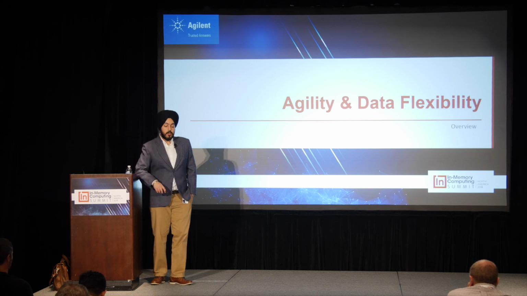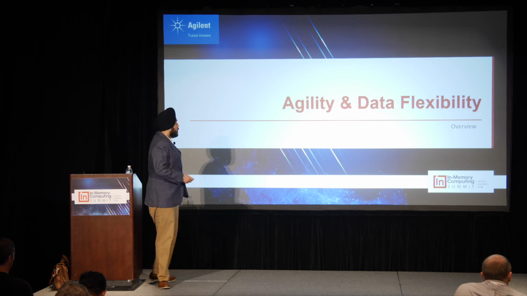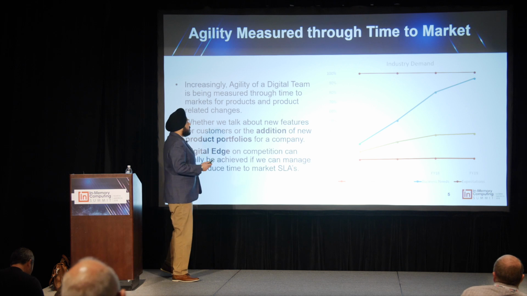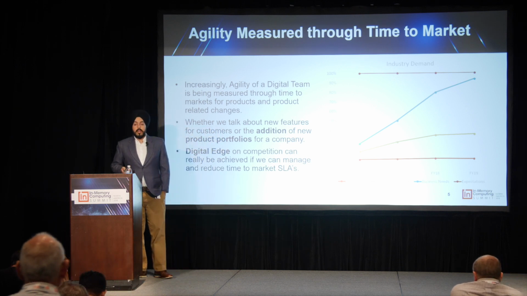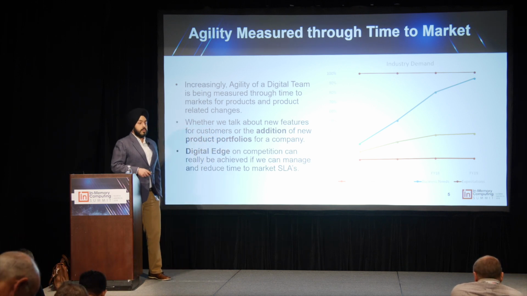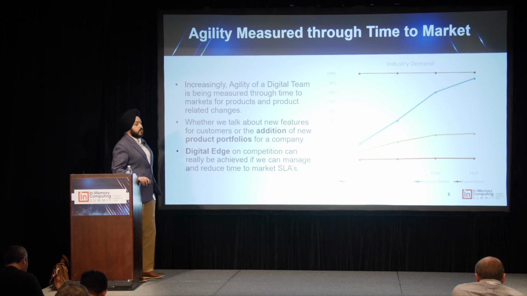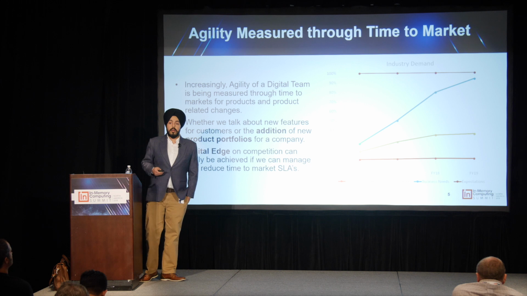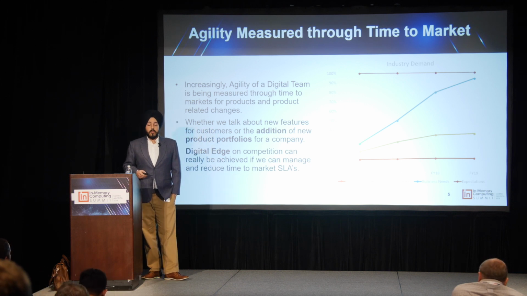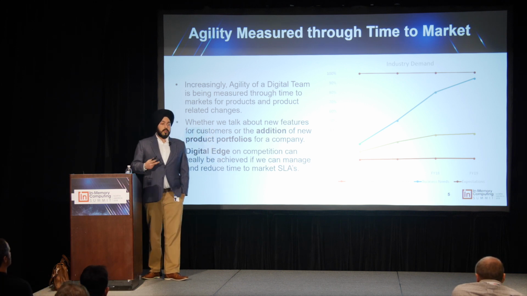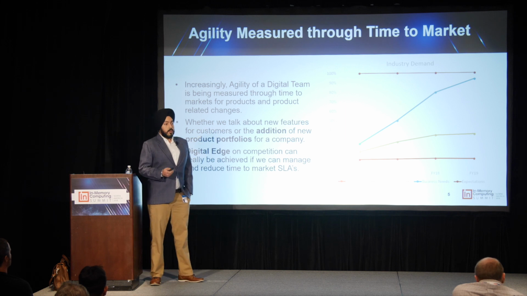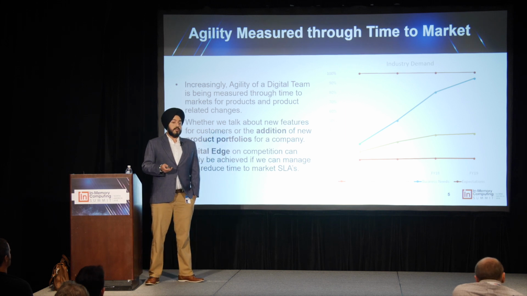Let's get started. We will start with agility and data flexibility. A couple of terms may make sense or not, but as we go through, we'll talk about them. Agility of a digital team is one of the key measures in organizations today. Whether you can churn out things faster for your customers or not, it really creates an edge for you with your competition, especially in the digital age.